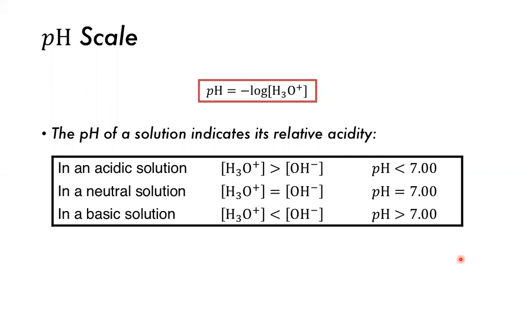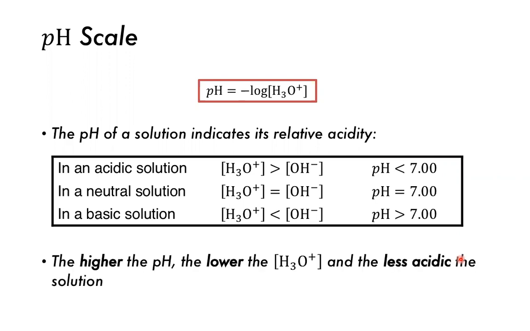The pH of a solution indicates its relative acidity. In an acidic solution, the concentration of H3O+ is greater than the concentration of OH-, which gives us a pH which is going to be less than 7. In a neutral solution, the concentrations are equal, so pH is going to be equal to 7. And in a basic solution, the concentration of OH- is going to be greater than that of H3O+, so the pH is going to be greater than 7. The higher the pH, the lower the H3O+ concentration, and the less acidic the solution.